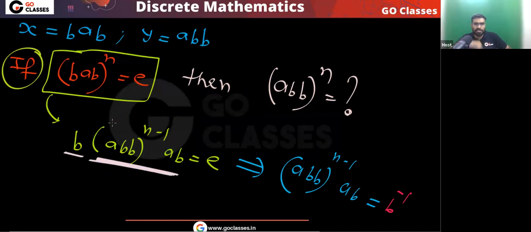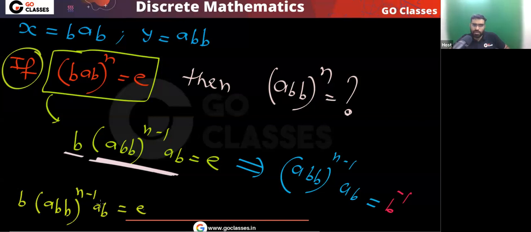Now from here you can see, just focus on this. B is already here: B (ABB)^(n-1) AB is equal to E. So just focus on this. This will be equal to B inverse.